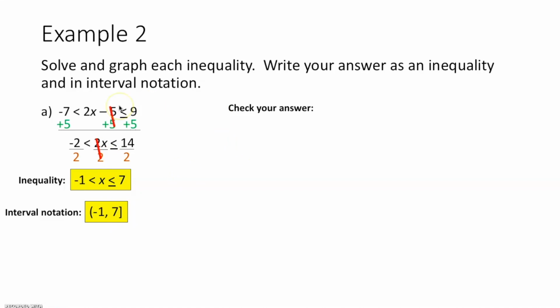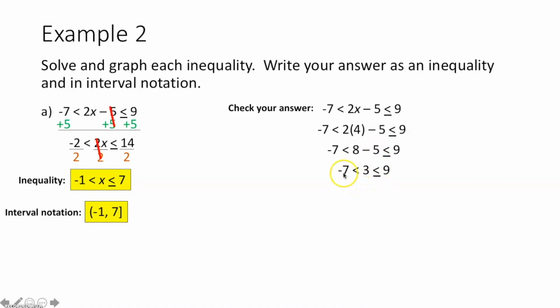So here's how this works. I'm going to pick a number on this given interval. Let's say 4. 4 is an x value on my given interval, so I'm going to plug that in for x in my original inequality and see if it checks out. So what's 2 times 4? That's 8, and what's 8 minus 5? That's 3. Is negative 7 less than 3, which is less than or equal to 9? Yes. So because this checks out, we know that we got the right inequality.